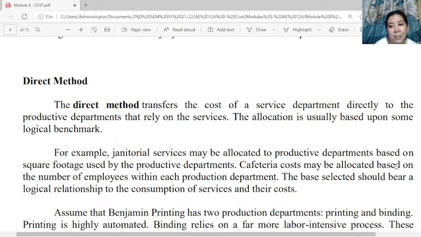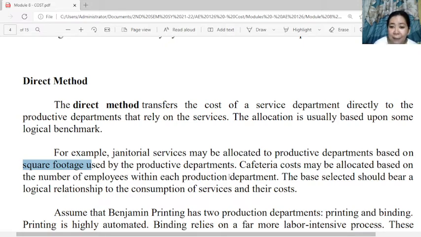The allocation is based on some logical benchmark. We have here an example for janitorial services. This may be allocated to productive departments based on square footage used by the productive departments, because in janitorial services they are covering the area that is being used. That's why we can use the square footage, or the amount of space that the productive departments are consuming or utilizing.